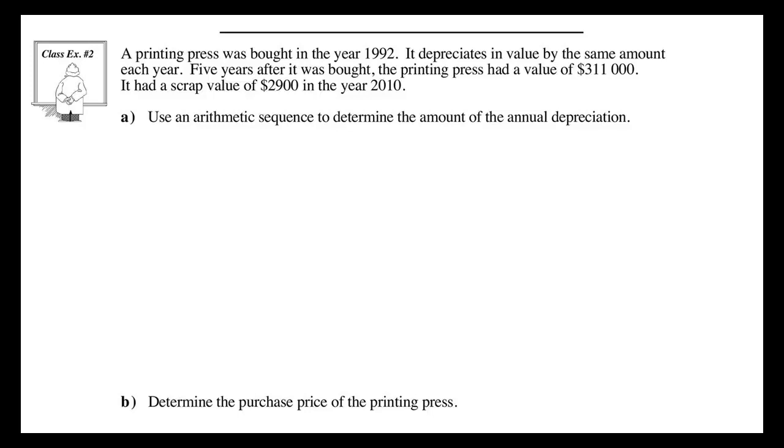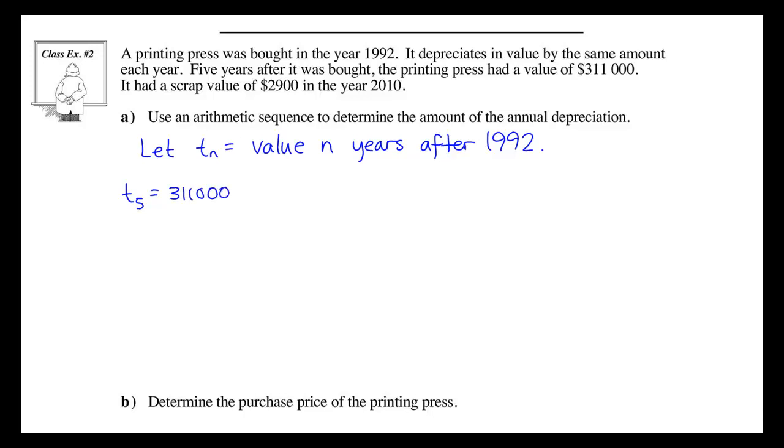All right, so let's start by letting Tn equal the value n years after 1992. So 5 years after the printing press was bought, it was worth $311,000. So that's term 5. In 2010, that was 18 years after 1992, so term 18, that's going to be equal to $2,900. So 18 years later.